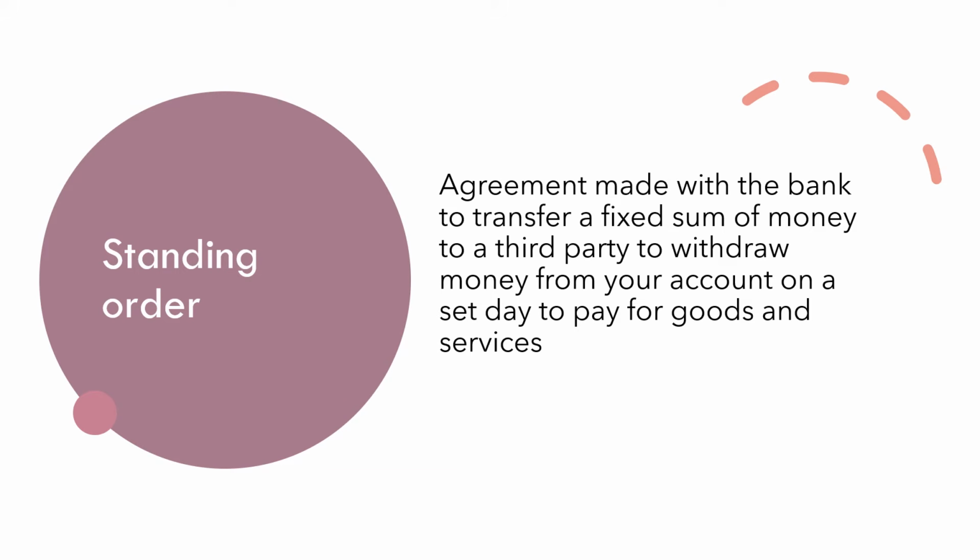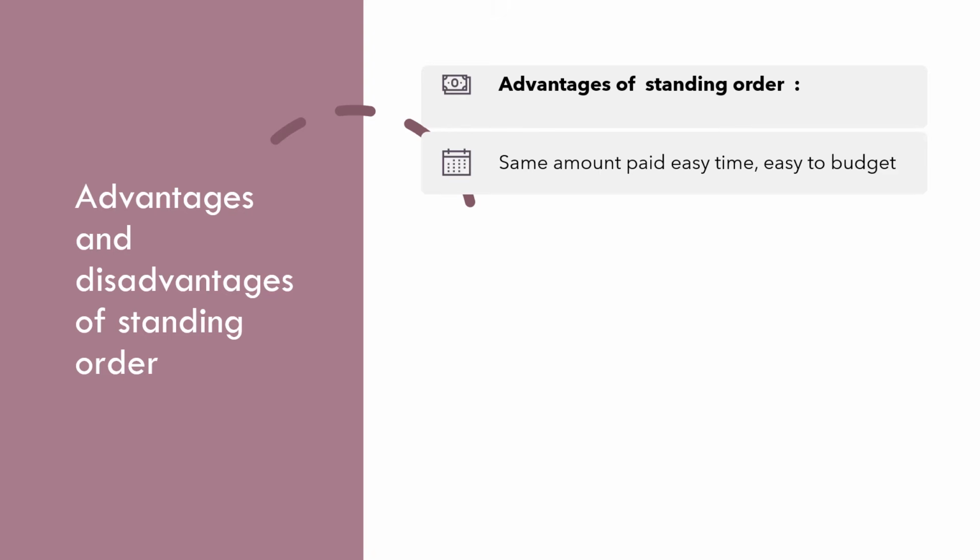A standing order. A standing order is an agreement made with the bank to transfer a fixed sum of money to a third party to withdraw money from your account on a set day to pay for goods and services. Now, the difference between a direct debit and a standing order is that a standing order is a fixed sum of money, whereas a direct debit does not have a fixed sum of money. Let's look into the advantages and disadvantages of a standing order. The advantages of a standing order are that the same amount is paid, so it's easy to budget.